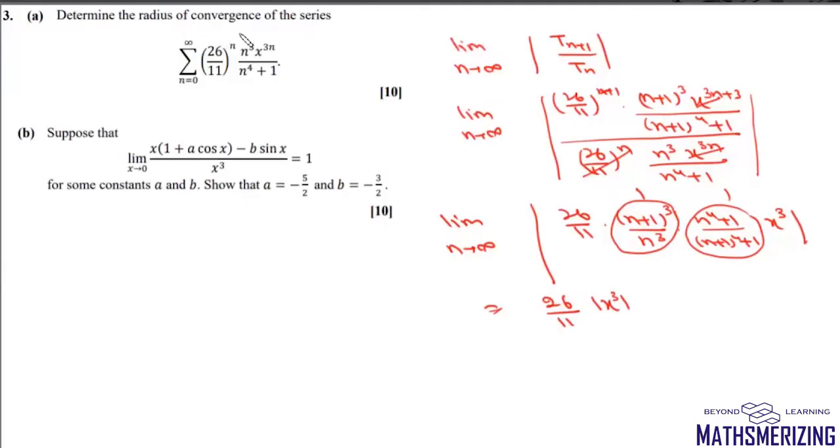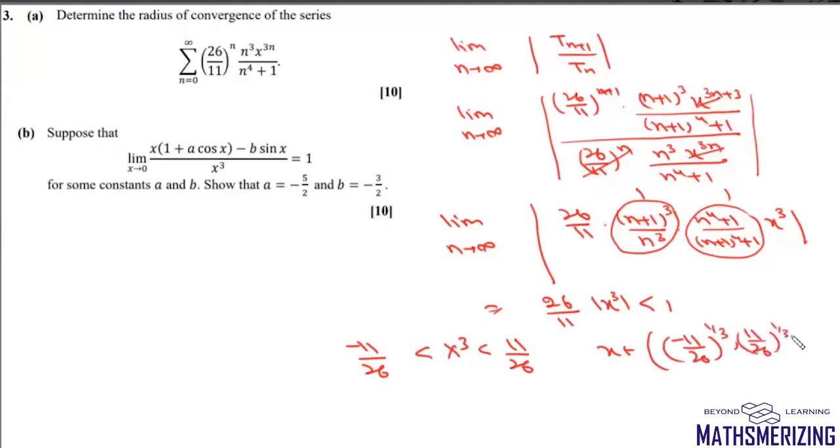Now if the series converges, then this value should be less than 1. So from here we can write x cube must lie between minus 11 by 26 to plus 11 by 26. So the interval in which this series converges is x belongs to minus 11 upon 26 to the power 1 by 3 to 11 upon 26 to the power 1 by 3. Now what is the radius of convergence? The radius of convergence is half of the length of this interval, which is 11 by 26 to the power 1 by 3. And that is the answer to this question.